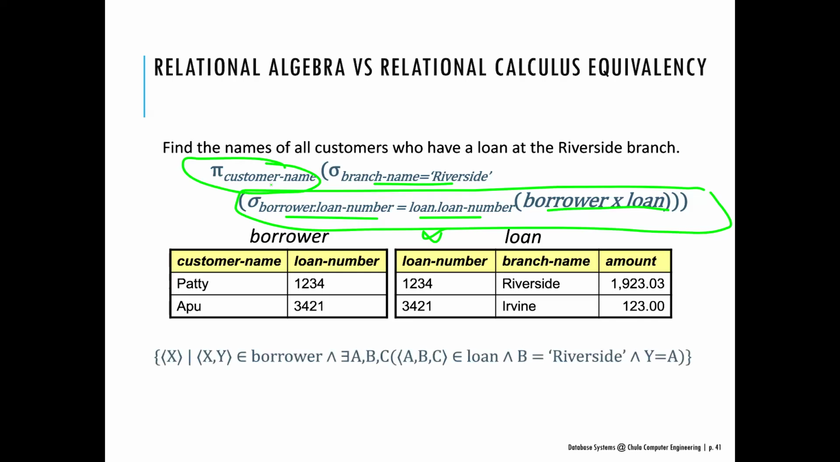If you are going to write it with calculus, it would be like this, right? You want the result in X, and what you do is you have to write what you want. So you want all customers who have a loan at the Riverside branch. So here you want borrower, and you want A, B, C, and ABC would be a member of loan, and B from Riverside, and Y equals A, something like that.